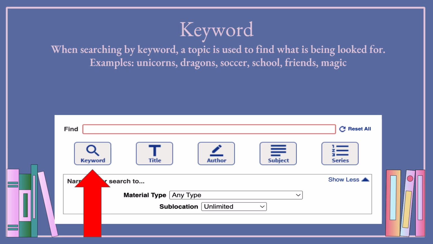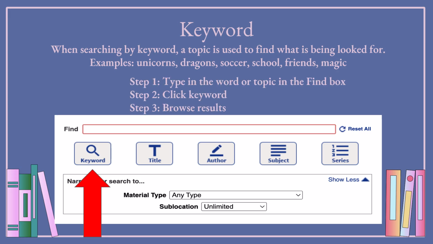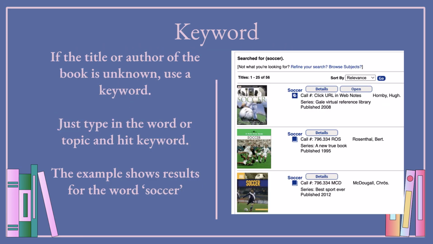All right, let's look at our last way to find a book in the library catalog, by keyword. When searching by keyword, a topic is used to find what is being looked for. For example, unicorns, dragons, soccer, school, friends, magic, and so on. Searching by keyword is helpful when the title or author of a book is unknown, or if you know a topic you want to read about.